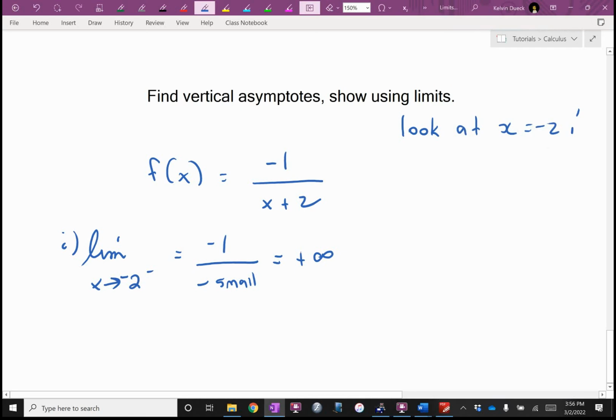So at x equals -2, to the left, the graph is shooting up to infinity. Positive. What about to the right? Limit as x approaches -2 from the right.